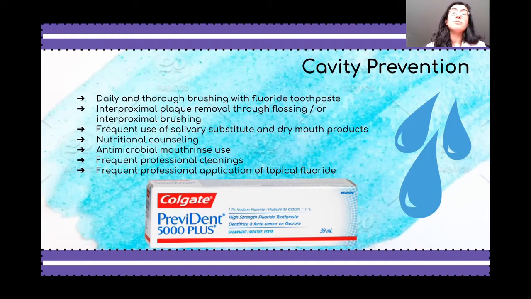And finally, we want to encourage them to have professional application of topical fluoride, in order to reduce the risk of cavities. The product in front of you is called Colgate Prevident 5000 Plus, and this is a toothpaste that's high strength in fluoride, and one of the toothpastes that we really do recommend for anyone who wants to reduce the risk of getting cavities.